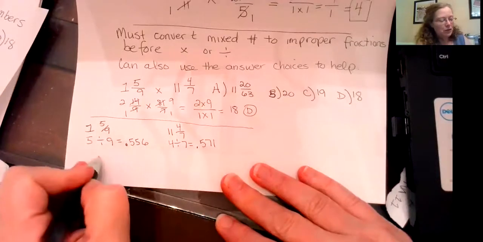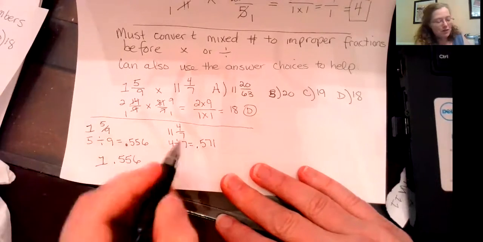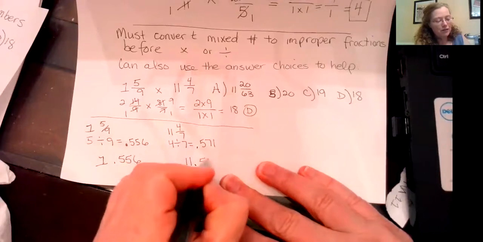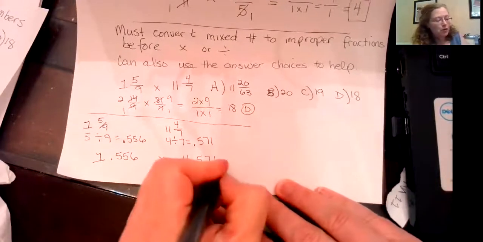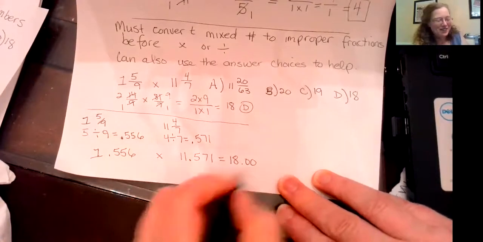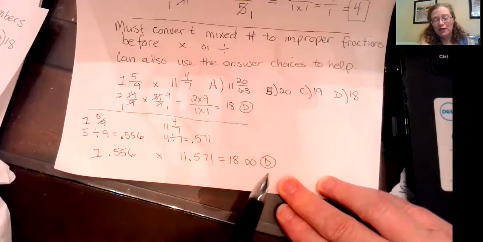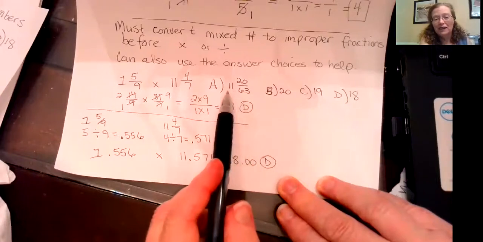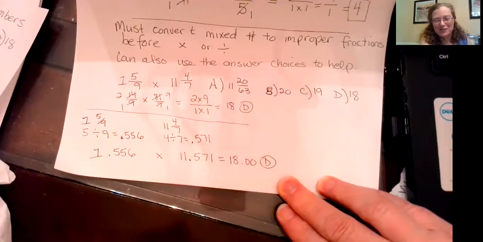1 5/9 then can be written as 1.556. 11 4/7 can be written as 11.571. I can multiply these by each other. And if I put those in my calculator, it actually comes out to be 18.00. So again, we get the answer choice of letter D. If it had not been something that straightforward, then, for example, it might have been 11 point something. Well, then I would know that the only one that had 11 and the point something would come from the fraction, then I would have known that this was the correct answer.